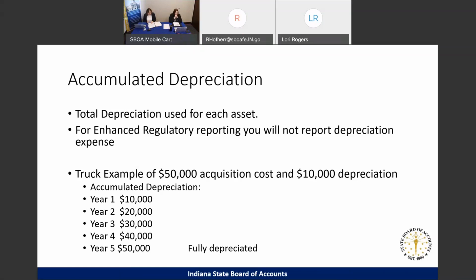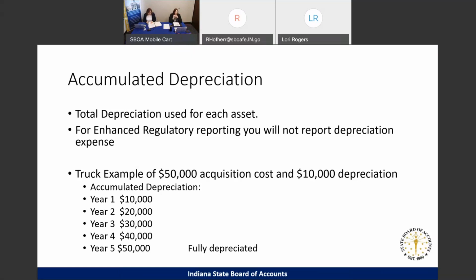If our truck was purchased in August, and I didn't put it on here because I thought it would be too confusing, but if our truck was purchased in August and we did the half a year, the first year instead of $10,000 would be $5,000. But in year 2, we would add $10,000, so we'd have $15,000, and then $25,000, and then $35,000, $45,000, and then $5,000 in that 6th year for a half a year, and we'd still end up fully depreciated.